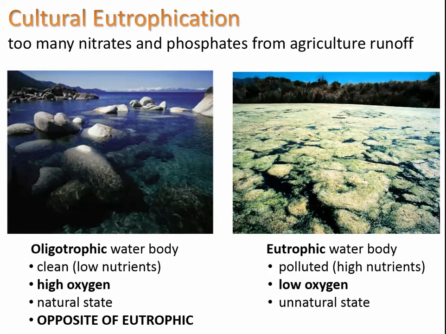So if we go over to this image here, we see eutrophic water. It means it's polluted with lots of nutrients, and it has low oxygen as a result of all the decomposition that will happen with that organic matter. And so this is the unnatural state.